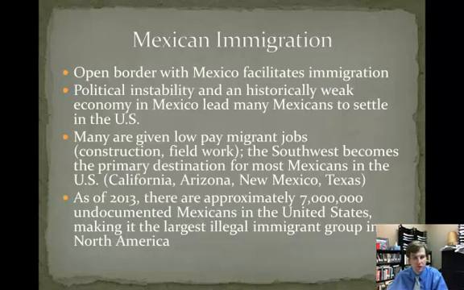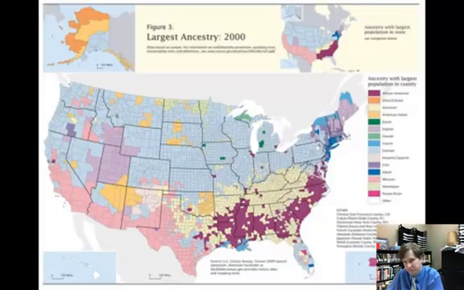As of 2013, there are approximately 7 million undocumented Mexicans in the United States, making it the largest illegal immigrant group in North America. The argument against this particular problem is not legal immigration, people who come to the United States legally, but illegal immigration, because illegal immigrants are already breaking the law, and so there's a question whether they're going to break other laws, and that becomes a major issue. As you can see in the map here, the pink areas in the Southwest are areas of high concentrations of people of Mexican descent.